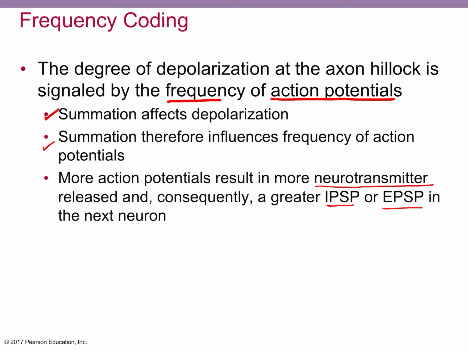And if there's more neurotransmitter present, then you're going to get a greater graded potential, right? Because you have a more intense signal with neurotransmitters. You get more binding. And so you can have a greater inhibitory postsynaptic potential, if it's an inhibitory signal, or a greater excitatory postsynaptic potential. So the frequency of action potentials codes how intense the signal is going to be.